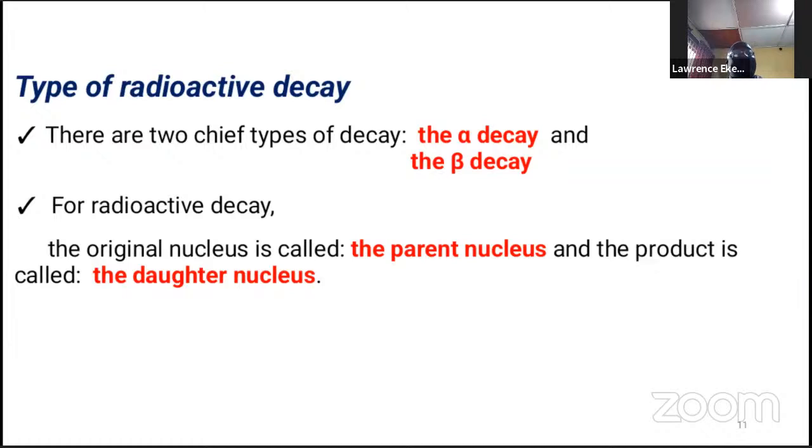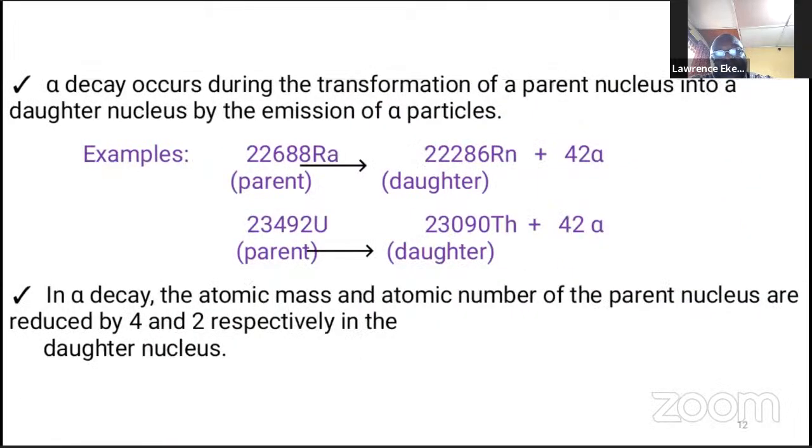And when we talk about radioactive decay, what are we talking about? We are talking about the disintegration of the original nucleus to give out these rays that we're talking about. The original nucleus is called the parent nucleus, and the product that is formed is called the daughter nucleus. So anytime we talk about the daughter nucleus, we are talking about the product that is formed from the parent nucleus, while the parent nucleus is the original nucleus of the atom, which contains the original number of protons and neutrons.